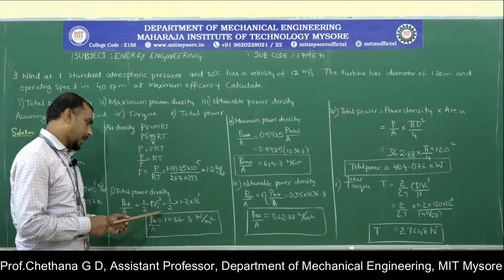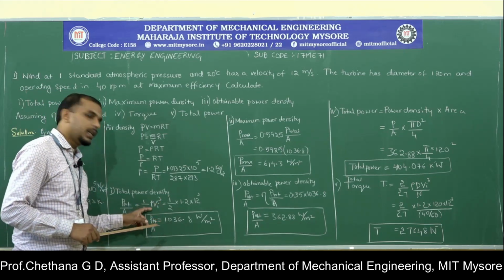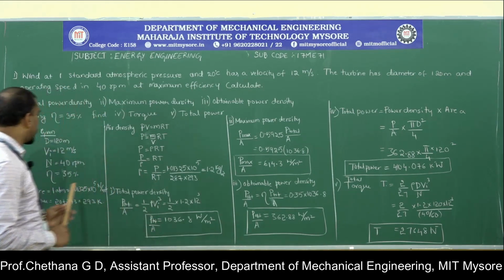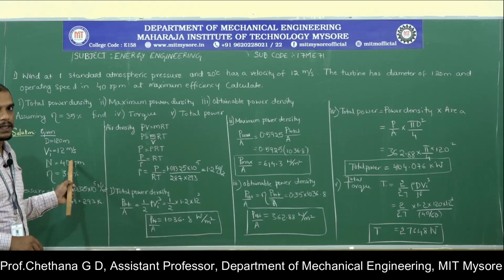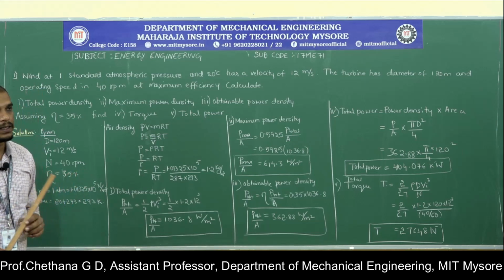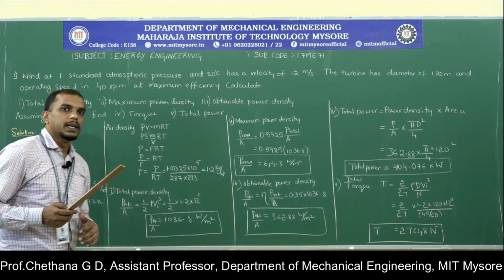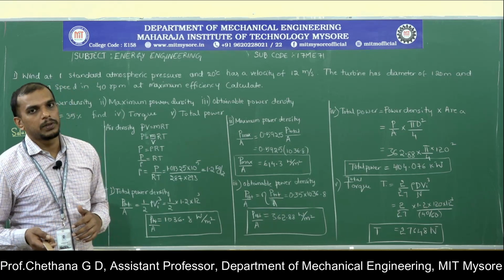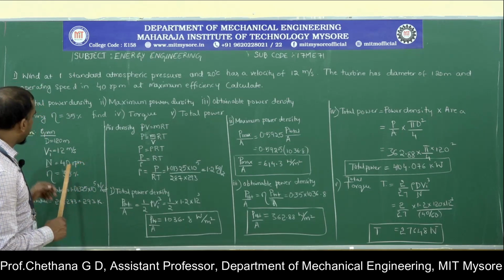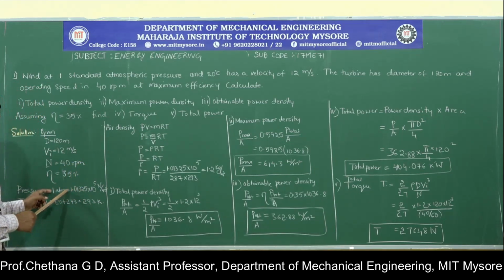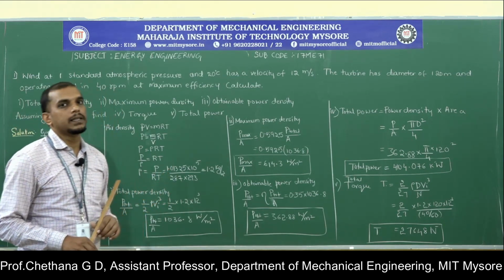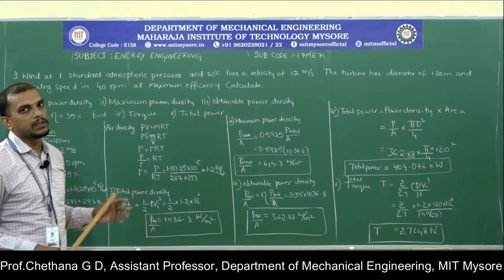In order to calculate this, what are all the unknowns we have? We need to have density, we need to have inlet velocity. We already have the inlet velocity, that is 12 meter per second. Density is not given to us directly, even though we generally say 1.23 kg per meter cube. But he wants you to calculate the density by using the data given here, that is atmospheric pressure and temperature.